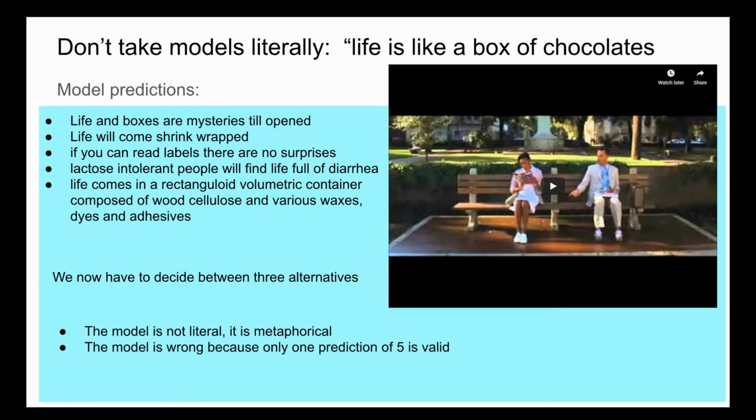This model is wrong because only one prediction out of 5 is valid. So we reject the model and say life has nothing like the characteristics of a box of chocolates. The third possibility is this model, we didn't realize it at first, it's posing 4 new intriguing paths of investigation. Our universe might be in a gigantic cardboard box. And if this is true, there should be an enormous planet-sized chocolates out there.